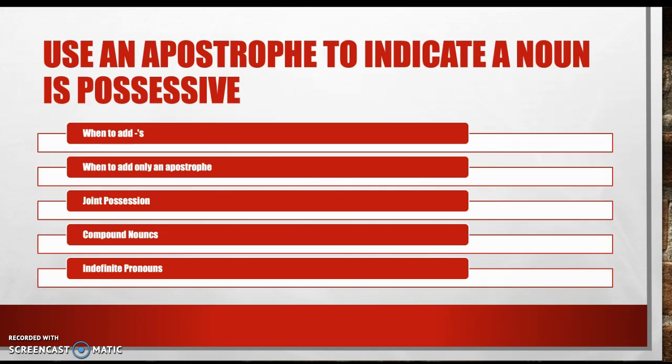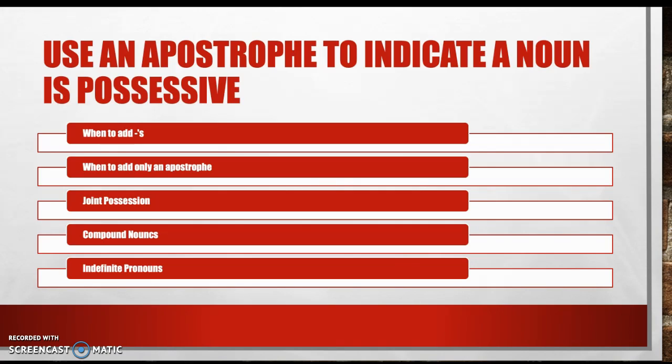Another example of when a noun is possessive would be joint possession. And you would use apostrophe S with the last noun only. So an example of that might be, have you been inside Matt and Monica's new home? Because there was joint possession of Matt and Monica's, I would do apostrophe S after Monica's.